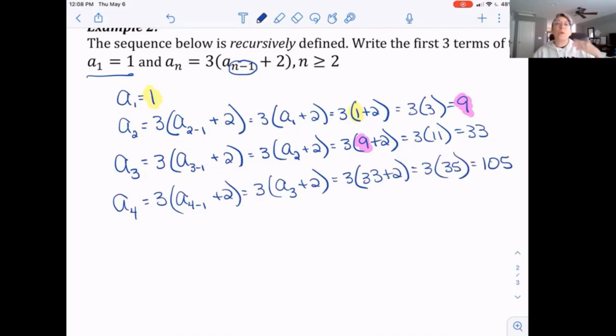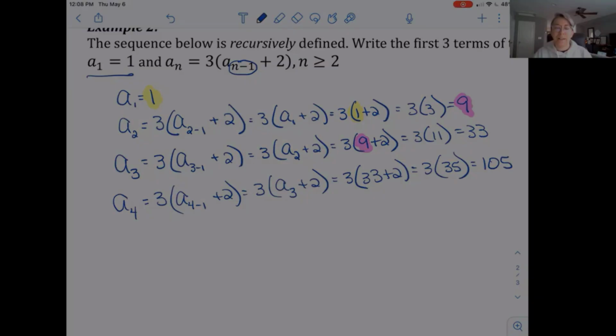So that's the difference between the recursive formula, where you have to know the term before it, or possibly 2 terms before it if it says n minus 2. Okay, but again, they have to give you enough terms in order to satisfy the definition in that formula.